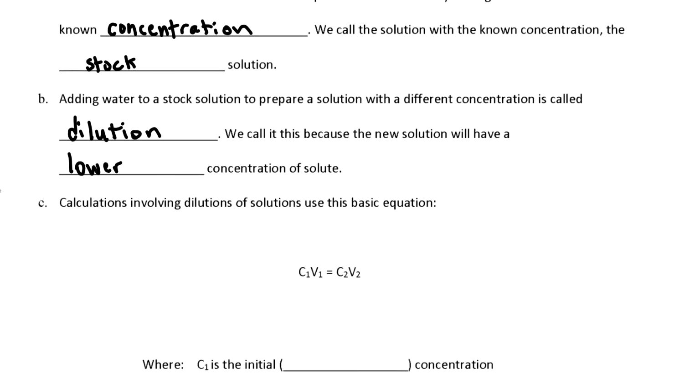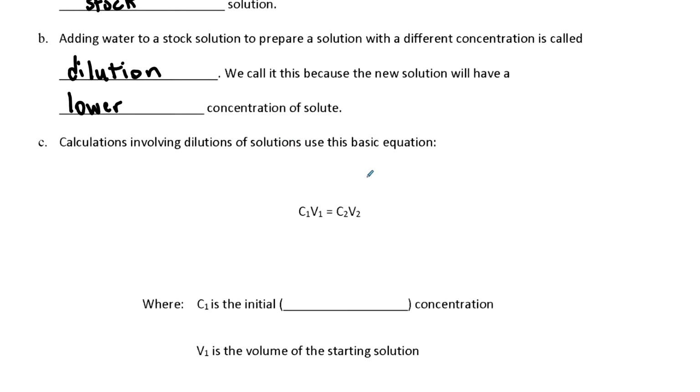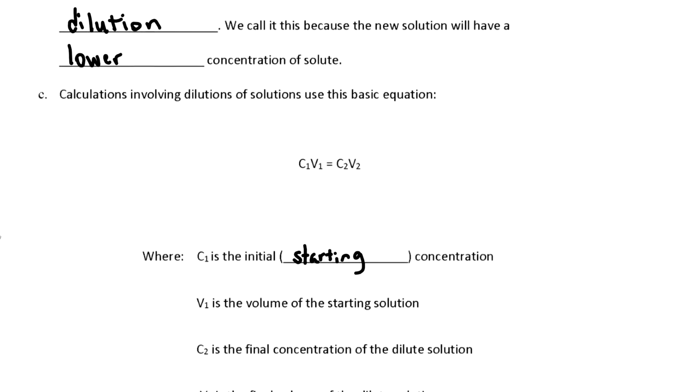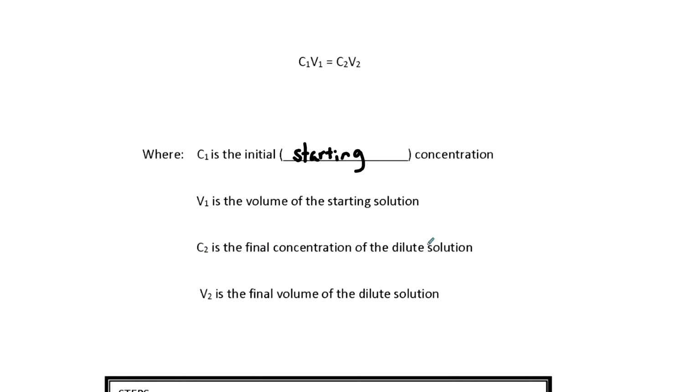We can do some calculations involving dilutions, and the equation is fairly simple. We take the concentration and volume of one solution and set it equal to the concentration and volume of a second solution. So let's talk about which solution is which. C1 is the initial or starting concentration, and V1 is the volume of that starting solution. C2 is the final concentration of the dilute solution, once the water has been added, and V2 is the final volume of the dilute solution. So this is your stock solution, and this is once it's been diluted.